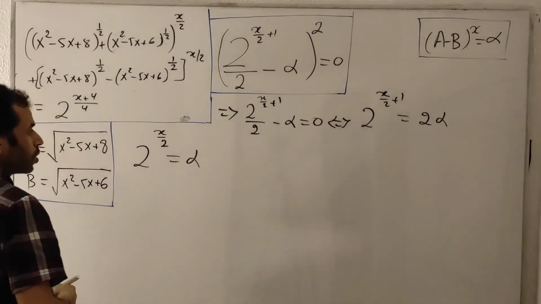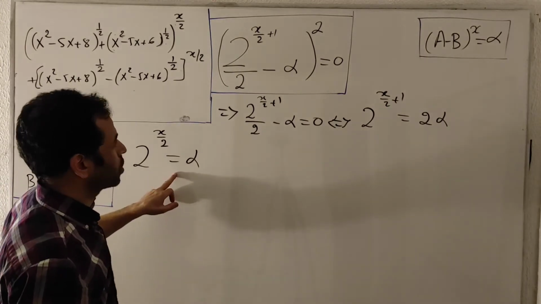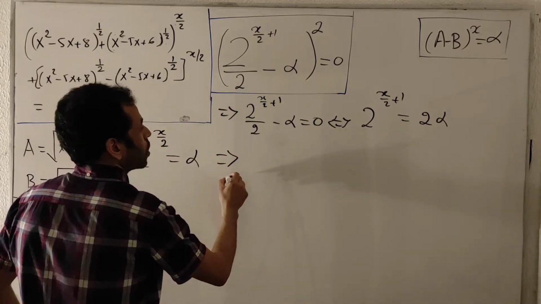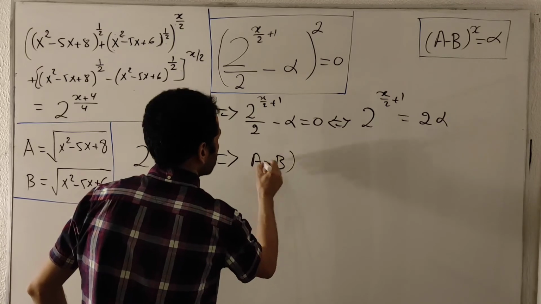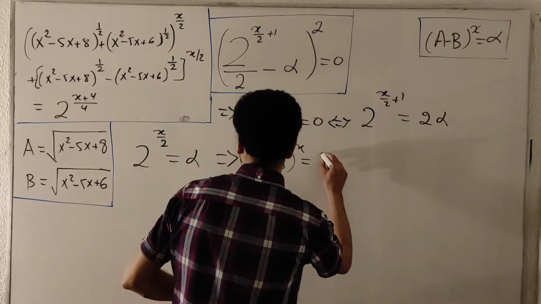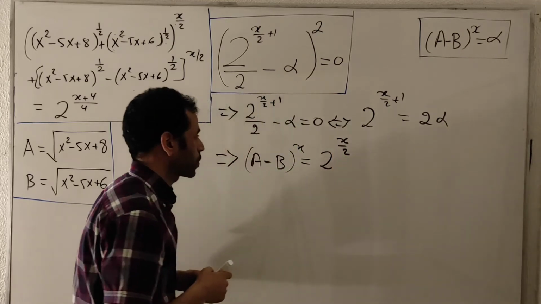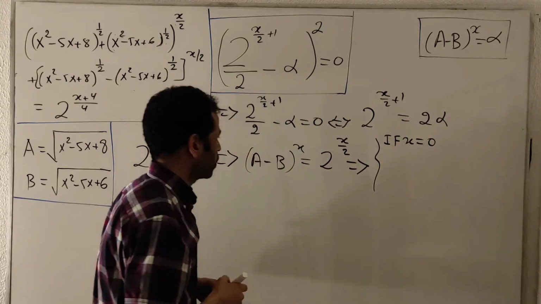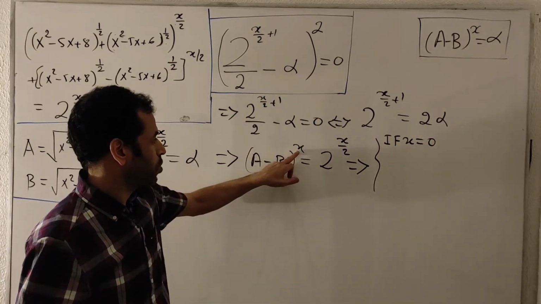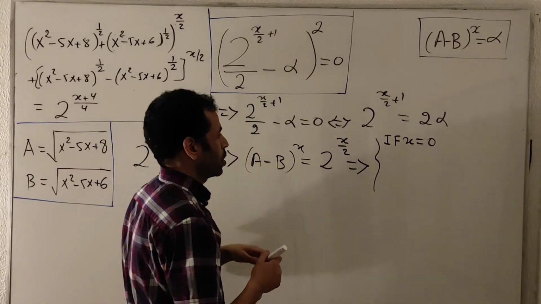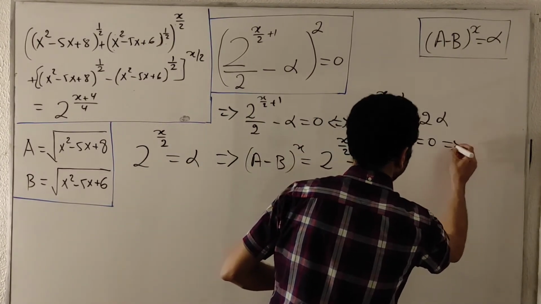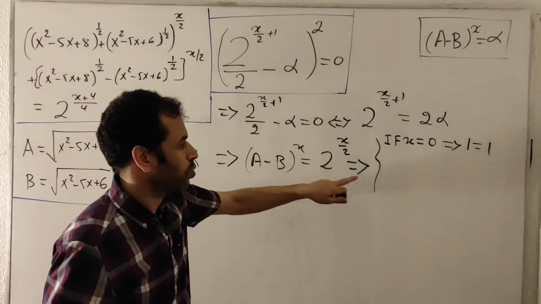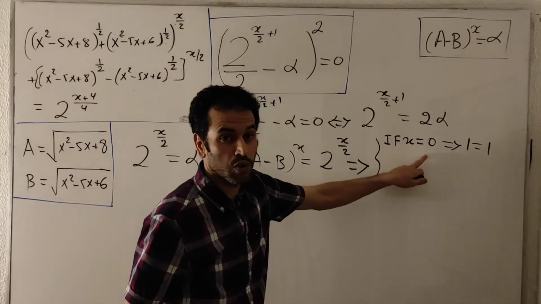Now I know the value of alpha. I'm going to take this found fact and replace it in the above expression. So I will have a minus b to the x equals 2 to the x over 2. From here, we take two cases. If x equals 0, by replacing x with 0, I will get a minus b to the 0, which is 1, equals 1. By replacing x with 0, I will get 2 to the 0, which is 1, which verifies this equation. That means x equals 0 is a solution for this equation.